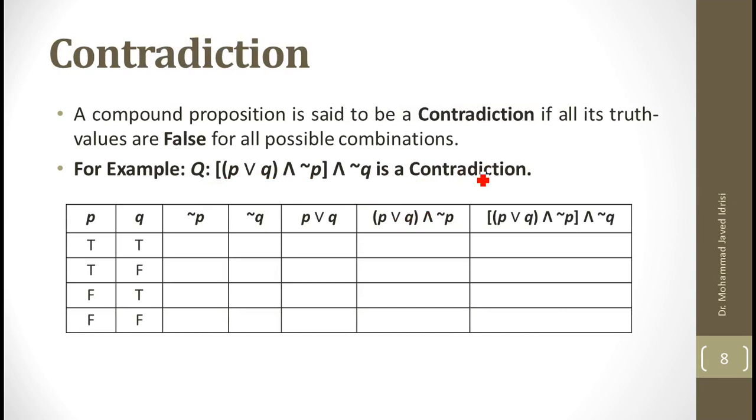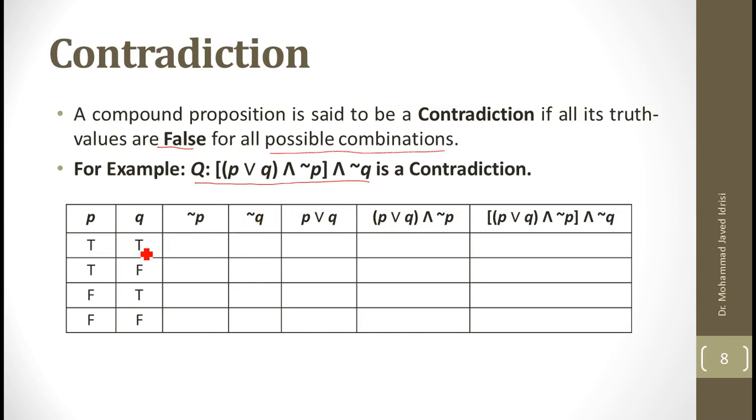Now a contradiction is a compound proposition whose truth values are all false for all possible combinations. Here I have taken the compound proposition Q. This is a contradiction. Let us prove it. Since the compound proposition Q contains only two propositions P and Q, we have four possibilities. First of all, find the negation of P and the negation of Q.